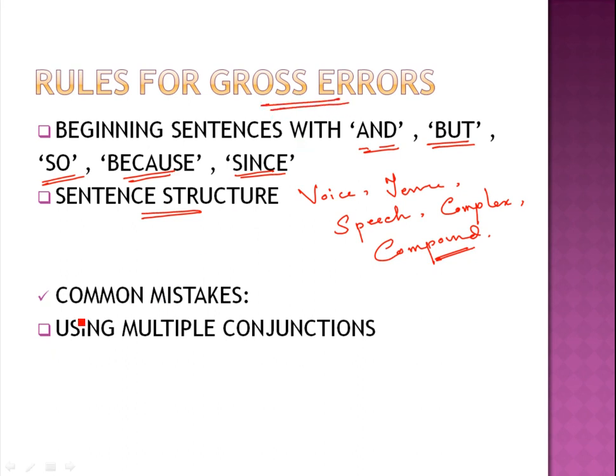Now, a very common mistake, okay, in terms of sentence structure, which I generally find, is using multiple conjunctions in a sentence. Multiple conjunctions. I have found answer scripts where one sentence has 10, 11 lines and there is a full stop at the end.